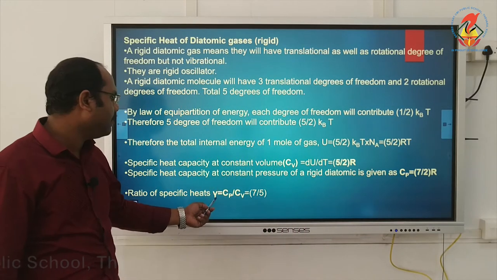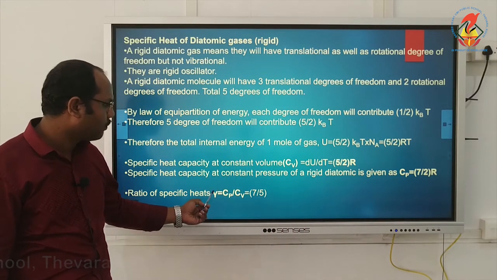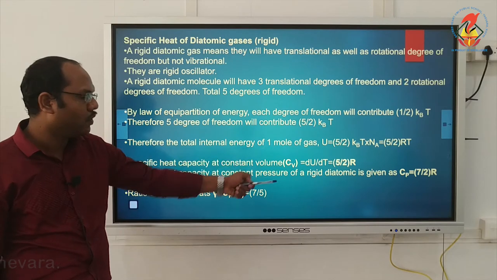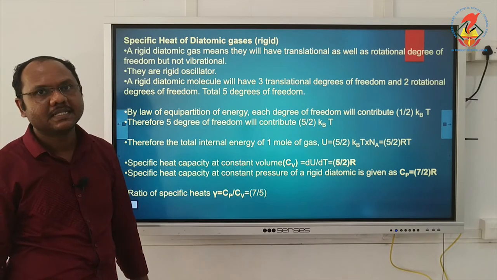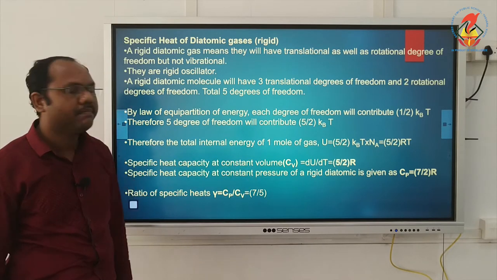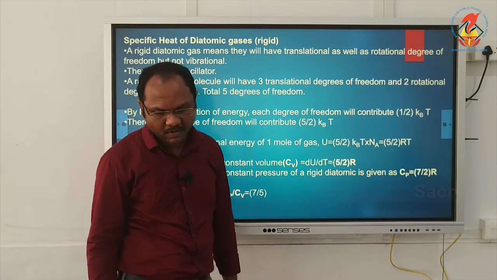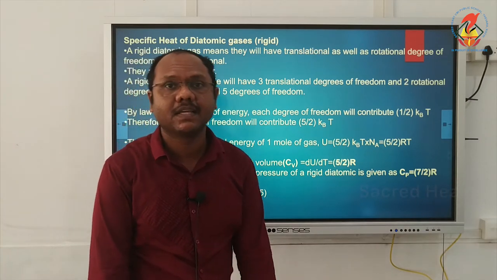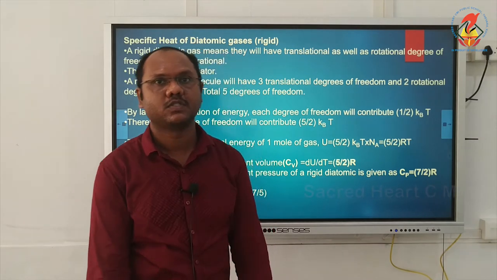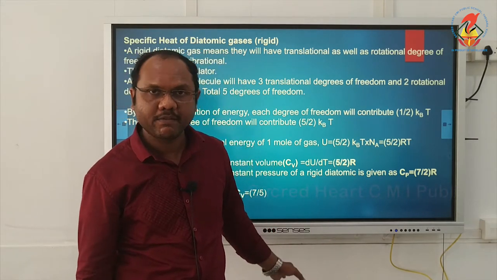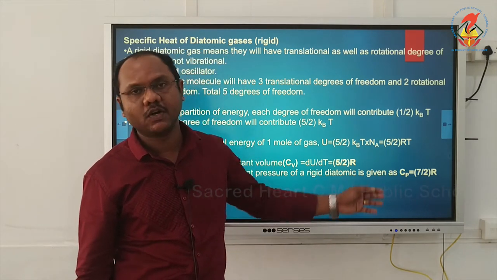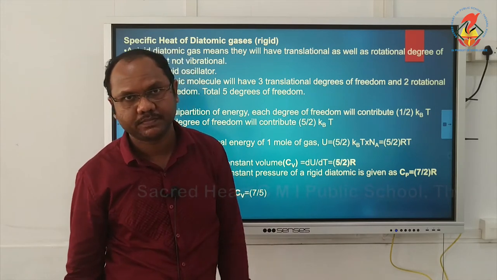Now Cp by Cv is gamma. Therefore gamma is equal to, I divide both, I will be getting the answer as 7 by 5. So Cp by Cv is 7 by 5, or when I divide it, I will get 1.4. So you can either write 7 by 5 and it is equal to 1.4.